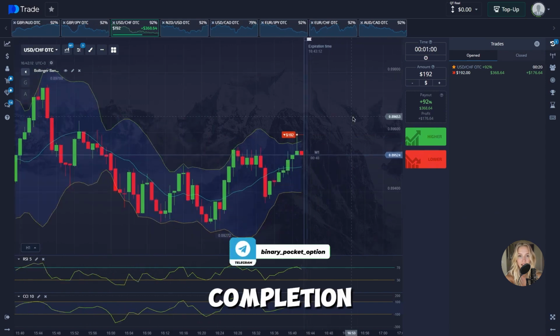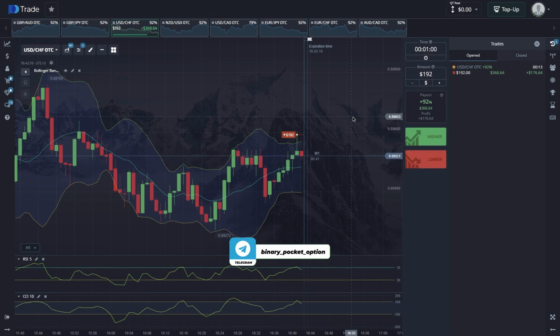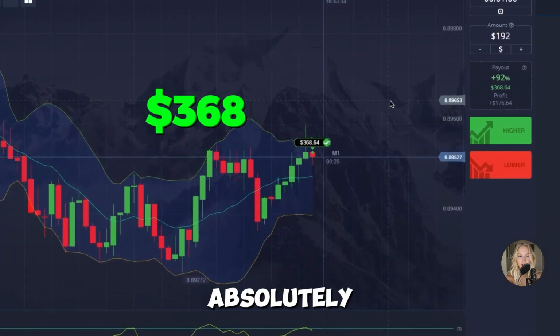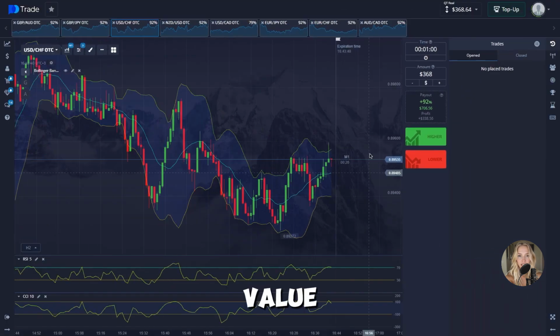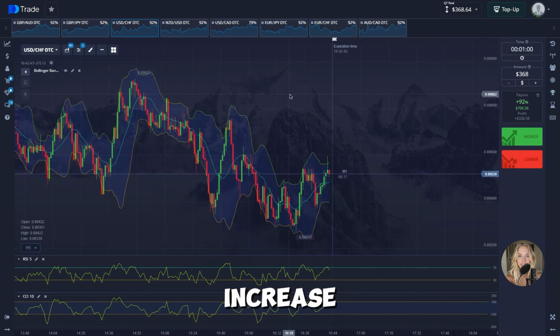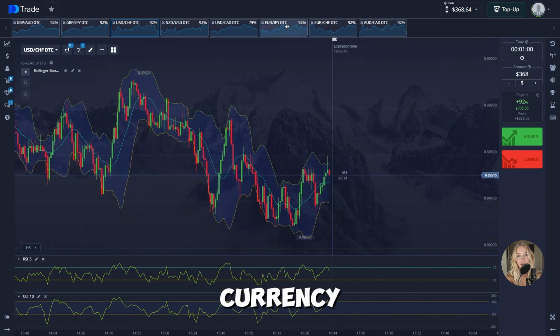Let's watch the completion of the deal. And the second deal is also absolutely easy to close in A+. Change the amount of the value. Let's try to open a deal to increase and select the next currency pair.